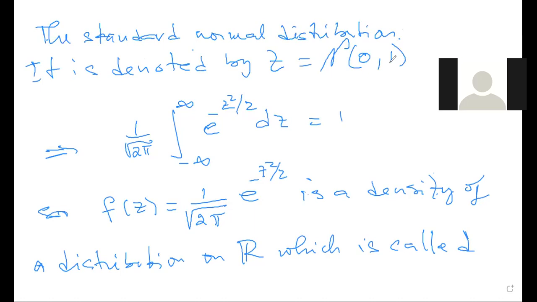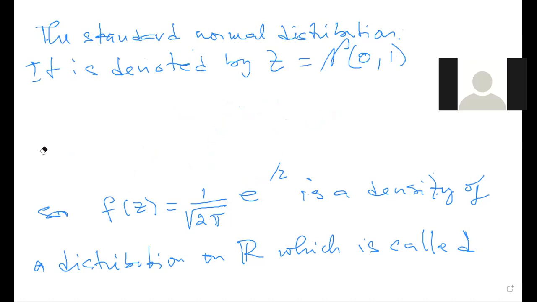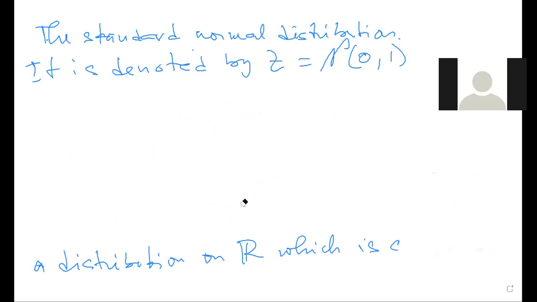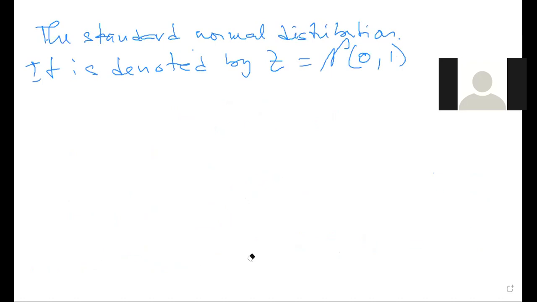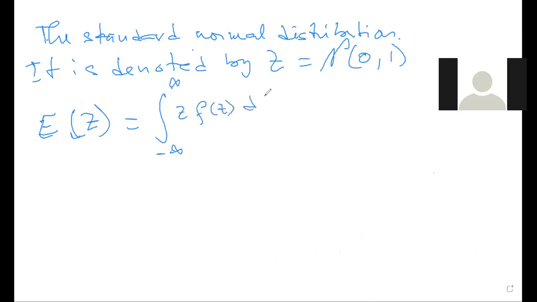We write 0, 1 because its mean is 0 and its standard deviation is 1. E of z is equal to the integral from negative infinity to infinity z f of z dz. We can rewrite this as the integral from negative infinity to infinity of z e to the minus z square over 2 dz, times 1 over square root of 2 pi.